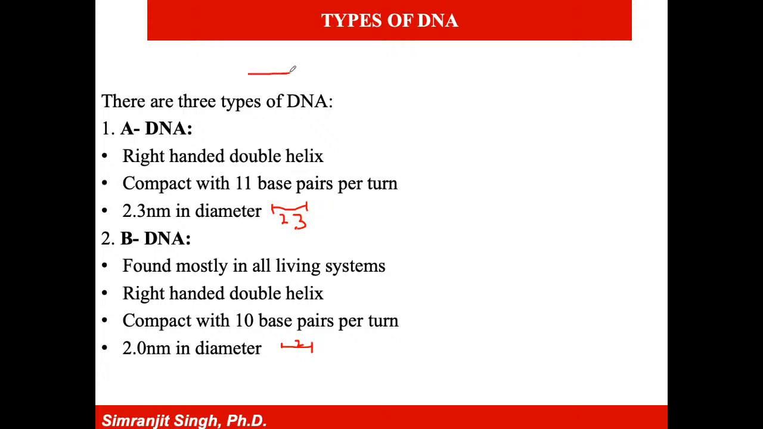It's broader. So we can say the type A DNA is broader, whereas B-DNA is in the middle range. Also, from the height point of view, it has 11 base pairs in one turn, and this one has only 10 base pairs. So there is one base pair lacking here. That's why it's taller. Your one turn will be taller than the B-DNA.